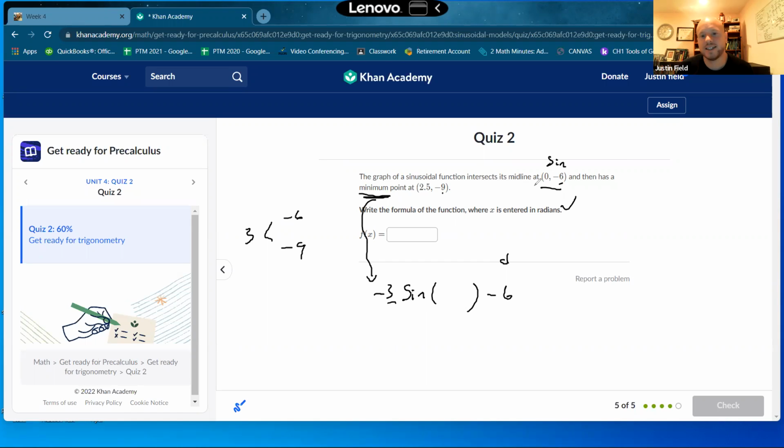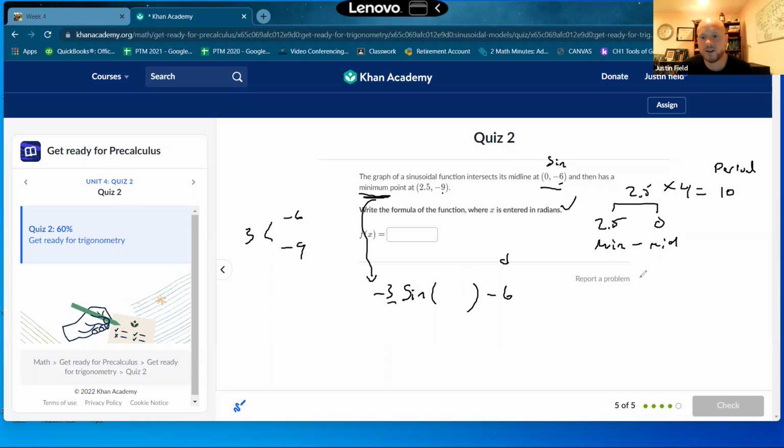We got this. So the period, what is the period? From min to mid, it's going to be 4 times that, right? And so what is the distance from min to mid? That 2.5 to 0, that's 2.5. So multiply 2.5 times 4 to get your period. And that would be 2 5s, which is 10.